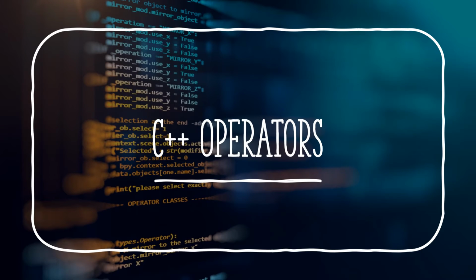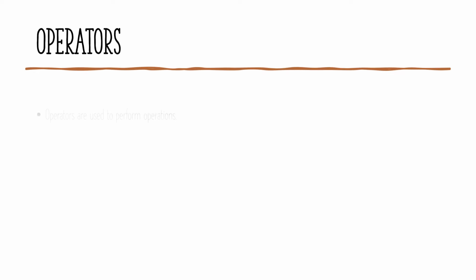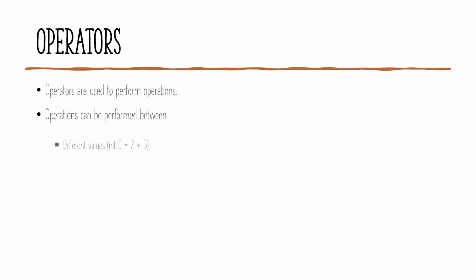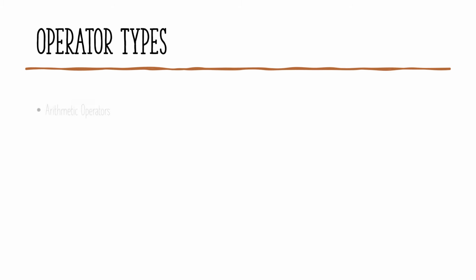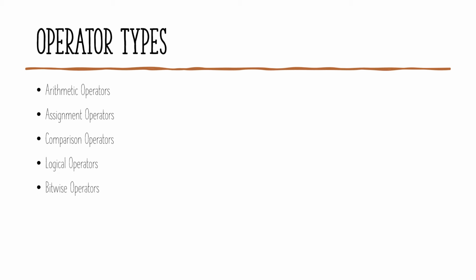Welcome back. In this lesson, we will learn about different C++ operators. Operators are used to perform operations. Operations can be performed between different values, different variables, or between variables and values. There are 5 different types of operators in C++: arithmetic operators, assignment operators, comparison operators, logical operators, and bitwise operators.